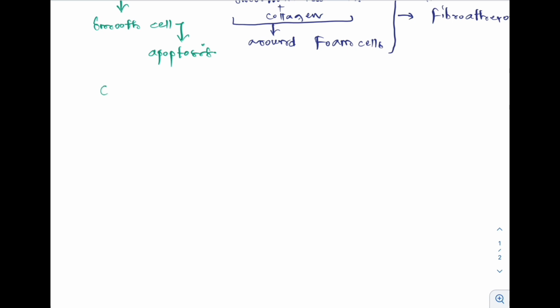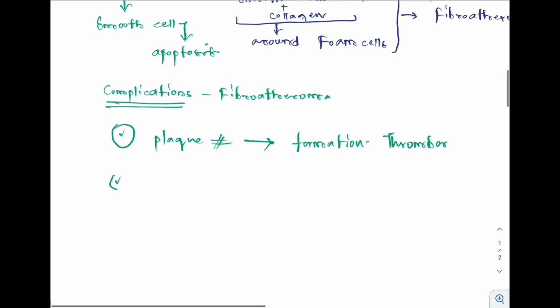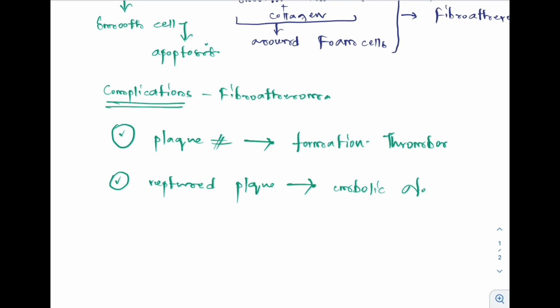Now we'll see some of the complications of this atheromatous block. You can see the block; the thickened part is the calcified part. If the block ruptures or is damaged, there will be formation of a new thrombus over there. This is one of the complications. The ruptured block may also cause embolism, which is mainly because of the necrotic core.